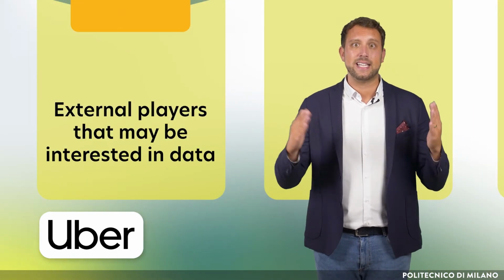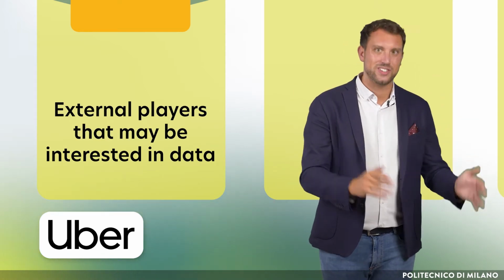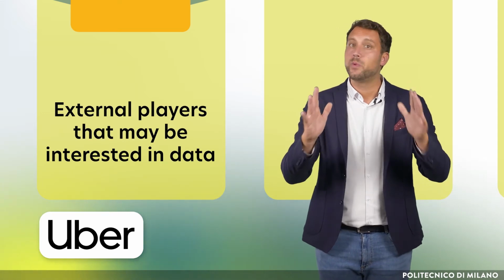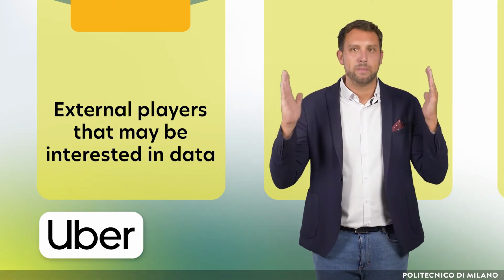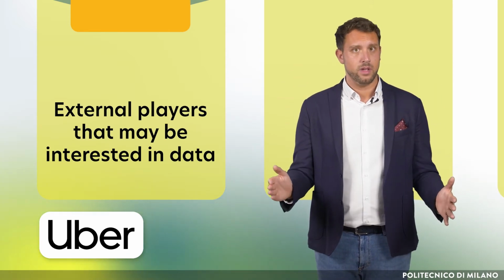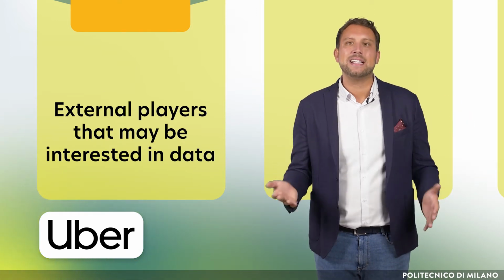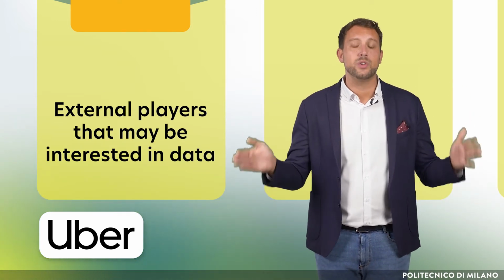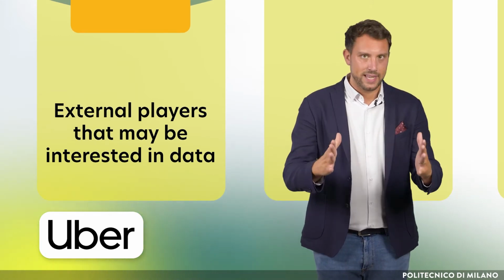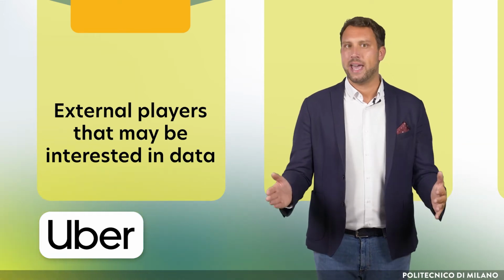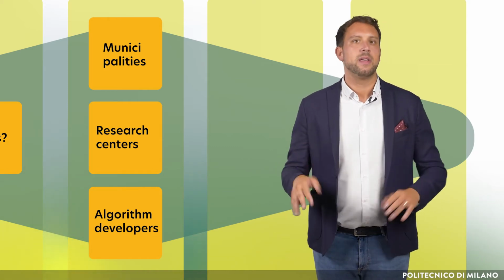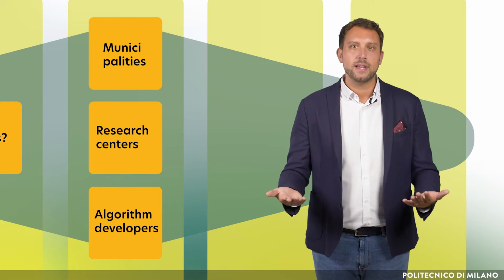The third step leads us to identify the external players that might be interested in the data. In other words, this is the purest brainstorming phase. What are those players that may, in some ways, be interested in the data we have? To identify them, we can analyze the entire value chain of the sector in which we are working, but also adjacent value chains. For example, in the case of Uber, we might have the Department of Transportation, mobility research centers, the creators of algorithms for the movements.